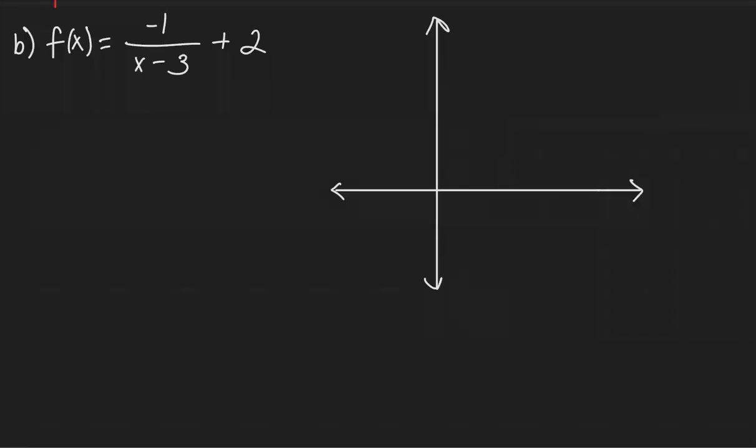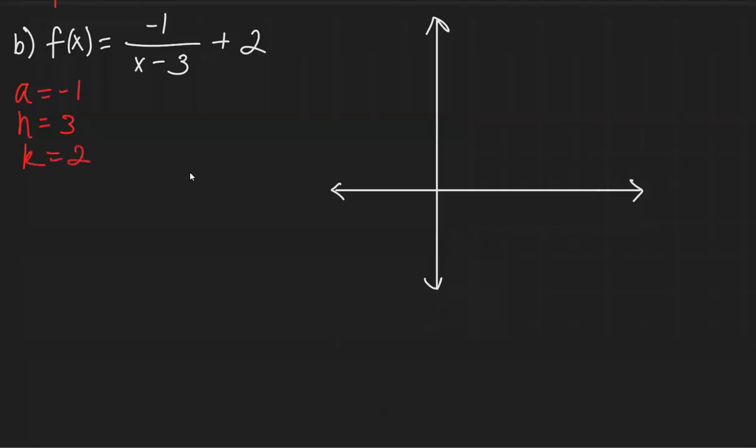Let's go ahead and do one more example with these simple rational functions. Here we have negative 1 over x minus 3 plus 2. So what is that going to look like? Let's identify our a, h, and k. Our a is negative 1. It's negative, so we know there's going to be a vertical reflection in this case. Our h is 3, and our k is 2.